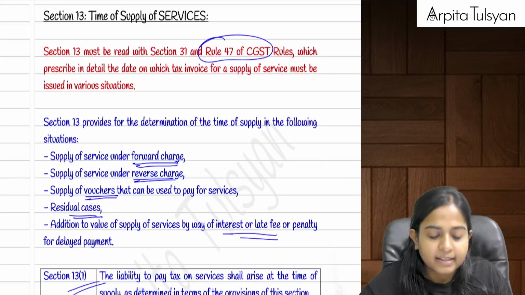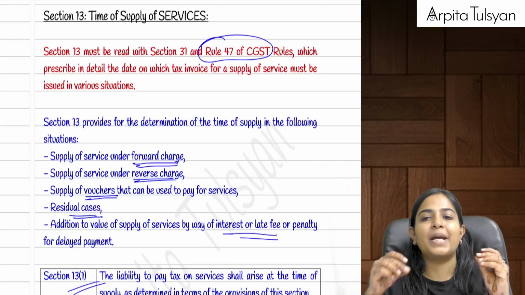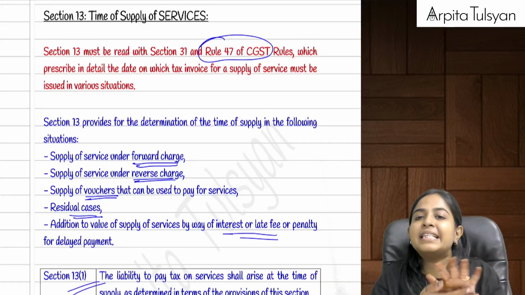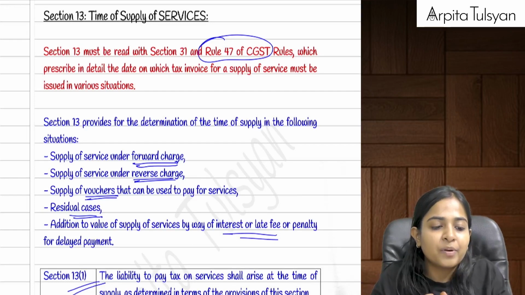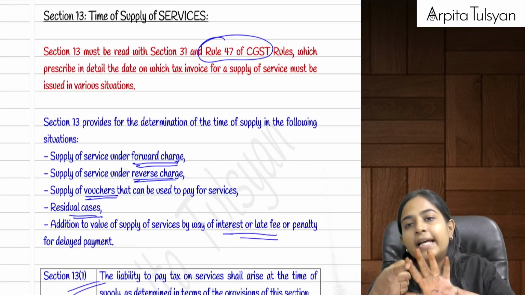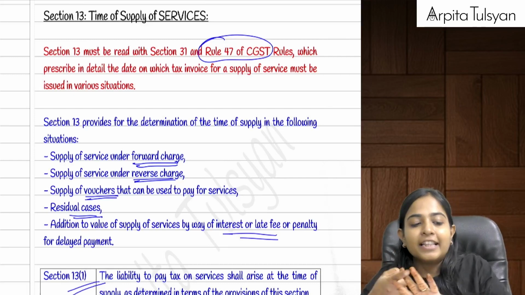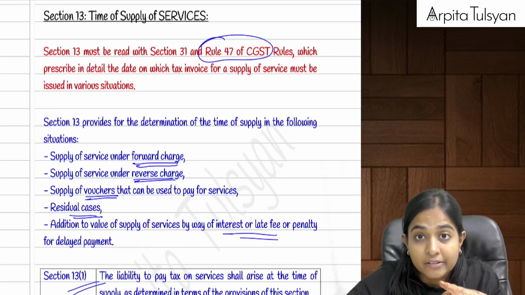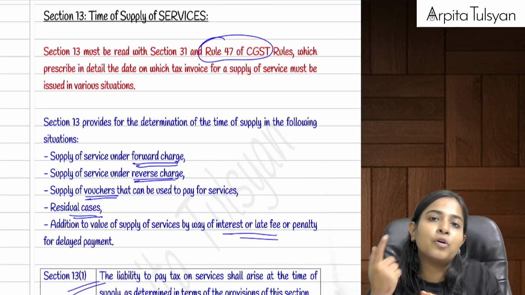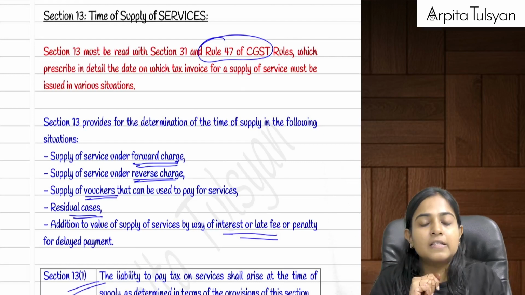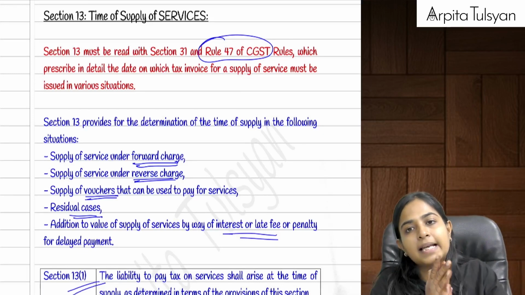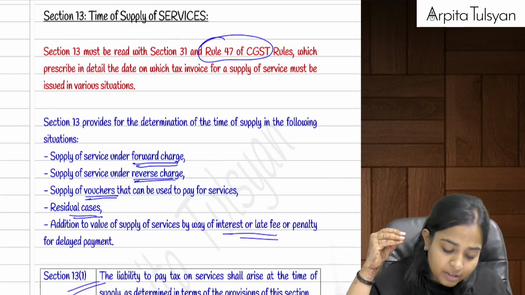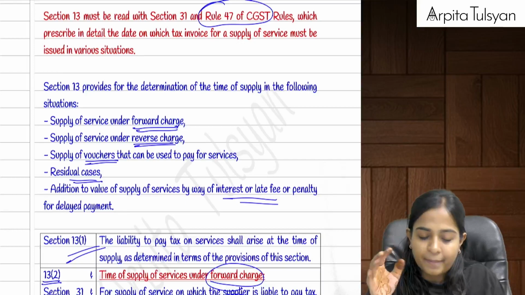Okay, so let's start ahead with section number 13, which talks about time of supply in case of services. We have already considered section number 12. Now let's go to section number 13. Same 5 things we are going to study here. First one, supply of service under forward charge. Next one, supply of service under reverse charge. Third one is supply of vouchers that can be used to pay for services. Earlier one was supply of vouchers to pay for goods. This one is for services. Then next one is residual cases, and the last one is addition to the value of supply of services by way of interest, late fee, penalty, etc.